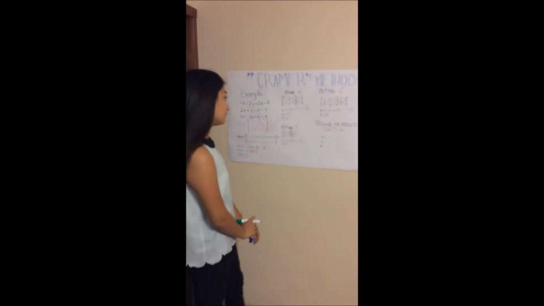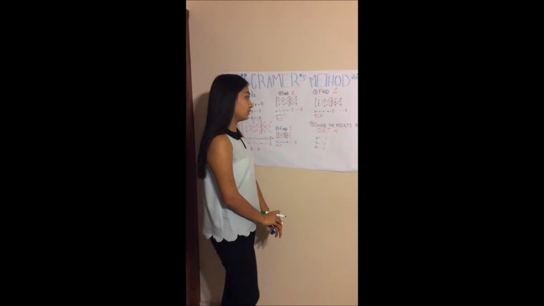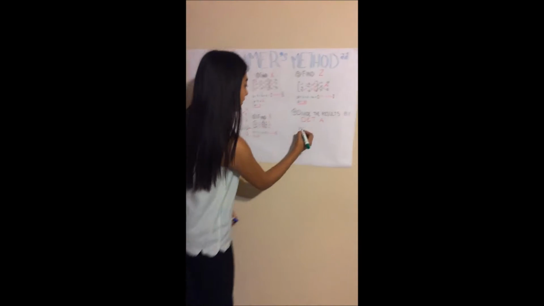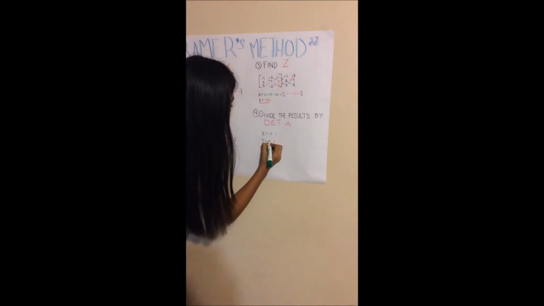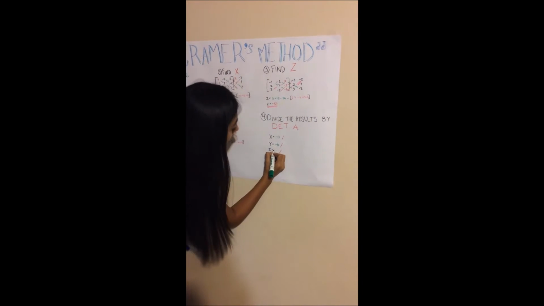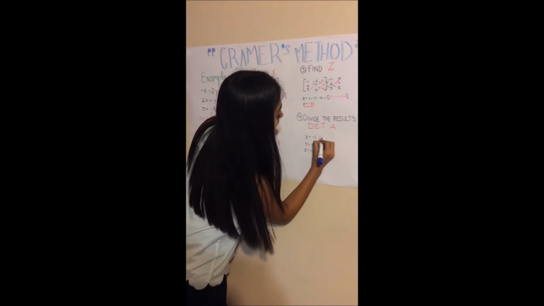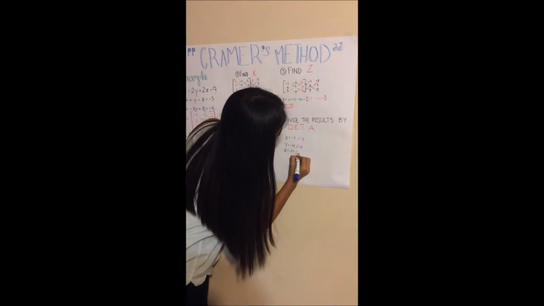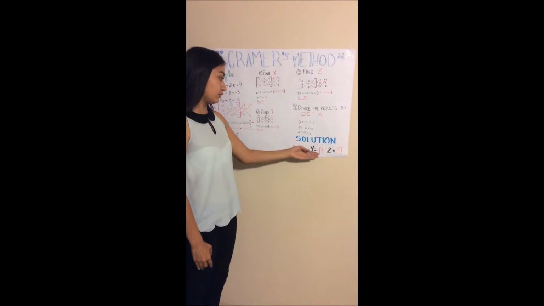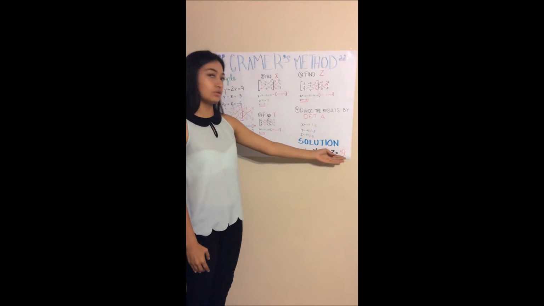And lastly, you would divide the results by determinant A. Minus 3, minus 42, minus 57, divided all by minus 3. And our solutions are x equals 1, y equals 14, and z equals 19.